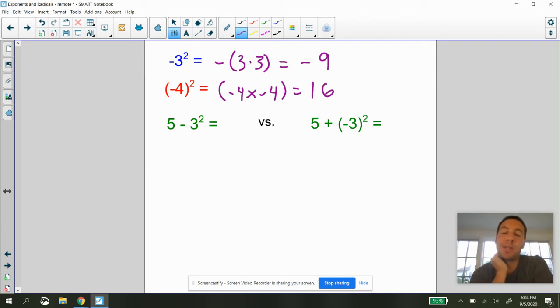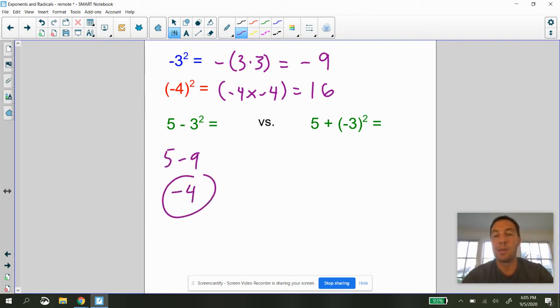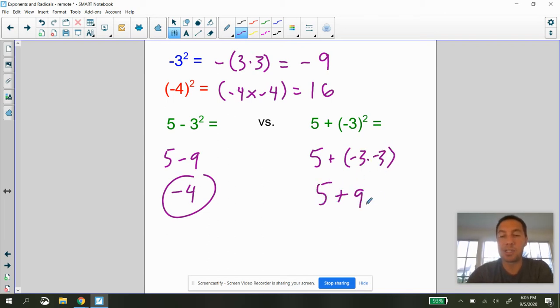I would tell you something tricky like the parentheses makes it positive, but that only helps you some of the time. All right, so how about here? 5 minus 3 squared. This is saying 5 minus 9, which is negative 4. This, however, 5 plus negative 3 squared, remember, this is 5 plus negative 3 times negative 3, which is going to be 5 plus 9, which is 14. So those parentheses and where that negative is sure do make a difference.